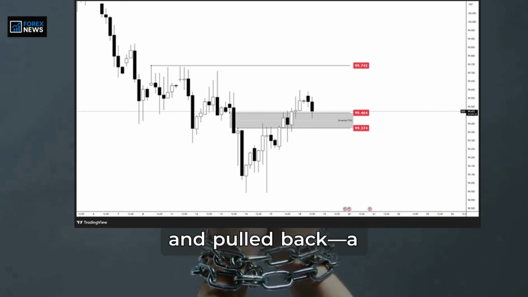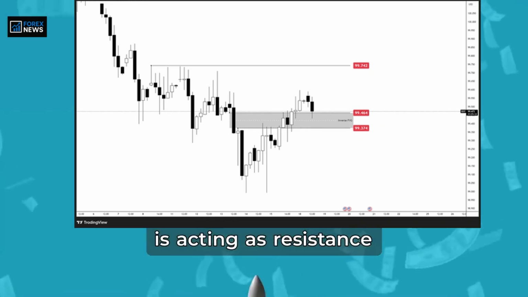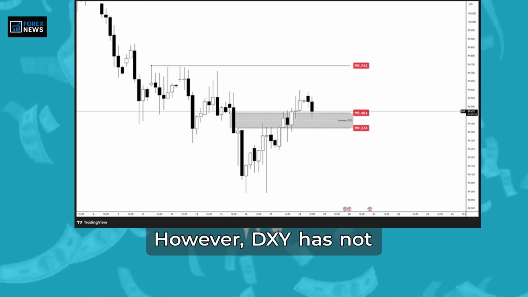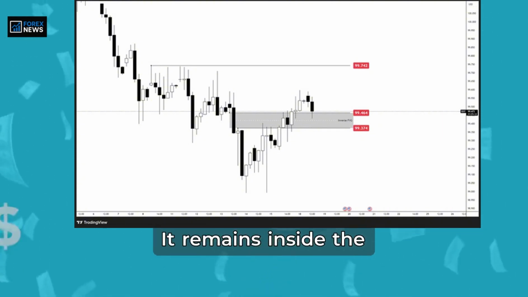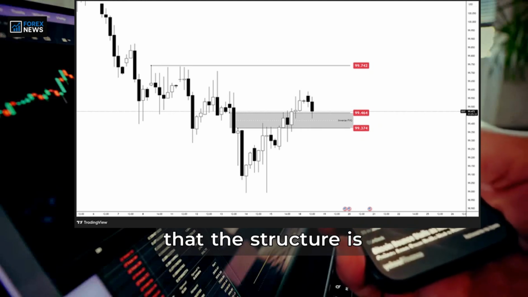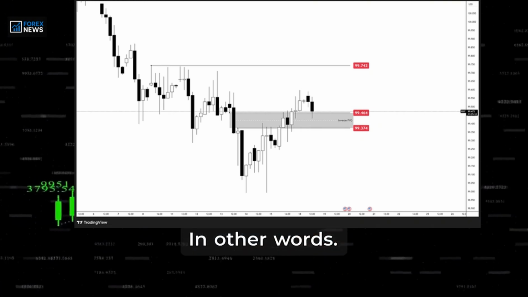However, DXY has not broken down. It remains inside the mid-FVG area, showing that the structure is neutral to soft, not aggressively bearish. In other words, the door for USD strength remains open if buyers can reclaim the invalidation zone at 99.464.